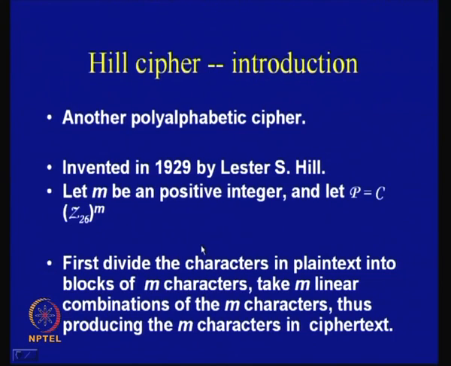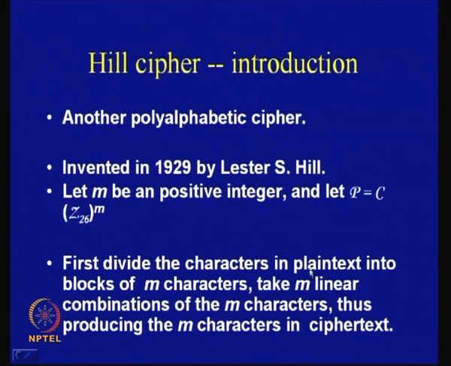So then we will discuss a cipher called the Hill cipher, which is another polyalphabetic cipher, and it was designed around 1929. You see that here we are slowly going into the modern-day ciphers. Let m be a positive integer, and let P and C both be Z26 to the power of m, so that is their m possible values.